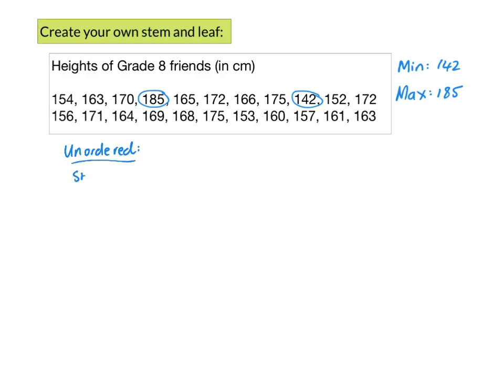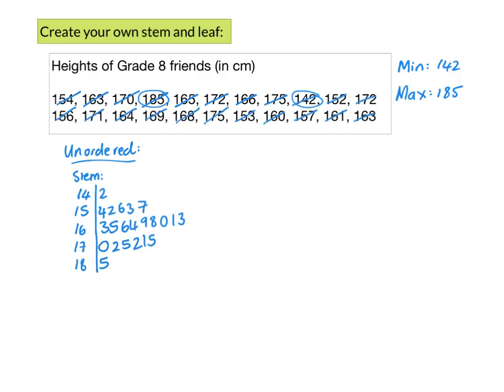Now the way I set it up is I start off by doing an unordered stem and leaf. So I'll set up my stems. Remember I said my minimum will be in 14 and my maximum will be 18. And then I write down the values. Now I just cross out the values as I go. So 163 will give me 3 in the 16 row. 170, 185, 165, 172, and so on. I'm not going to show all the steps.